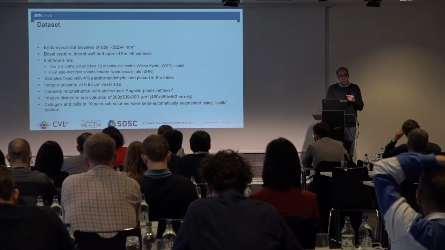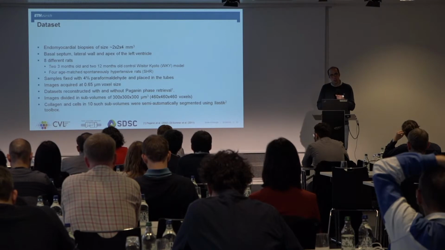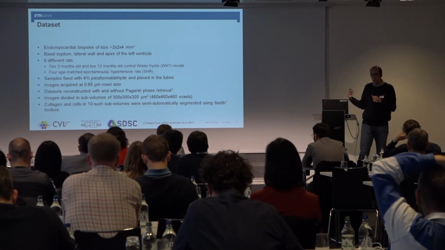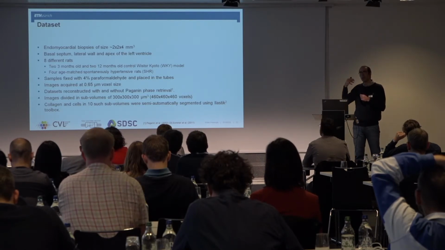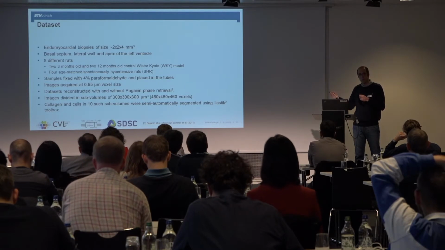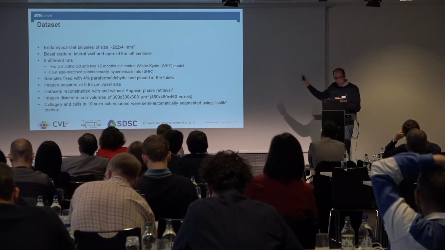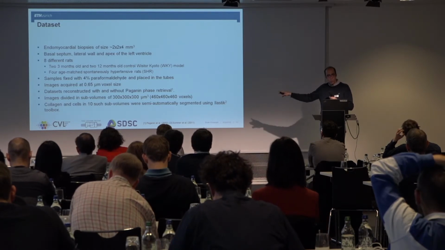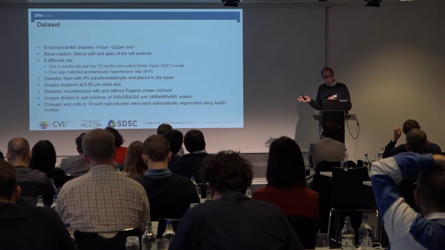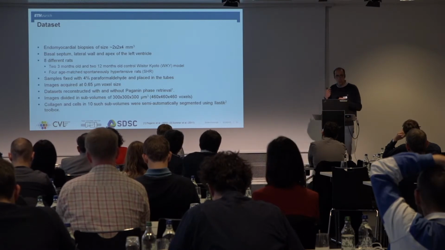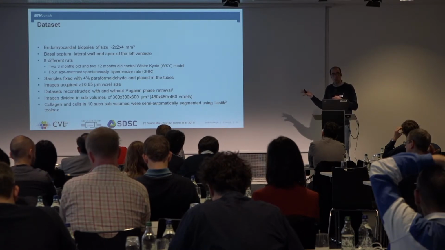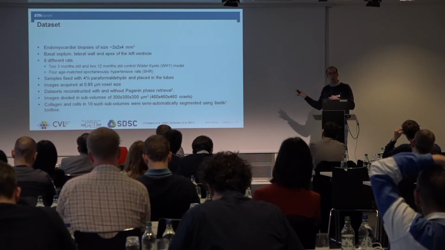So we fixed the samples with 4% paraformaldehyde and placed them in tubes and got the images. And we reconstructed images with and without Paganin reconstruction to get both the attenuation as well as the phase information. The images were divided in subvolumes because it's quite difficult to feed all that volume into the computer, about 300 micron cubes. And we basically segmented the collagen and cells in 10 such subvolumes using ilastik, a semi-automatic algorithm.